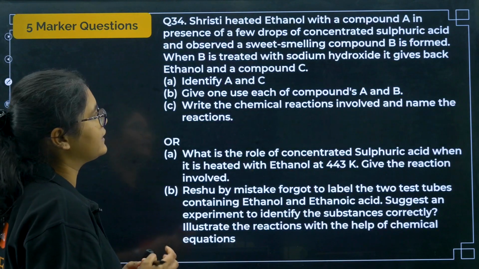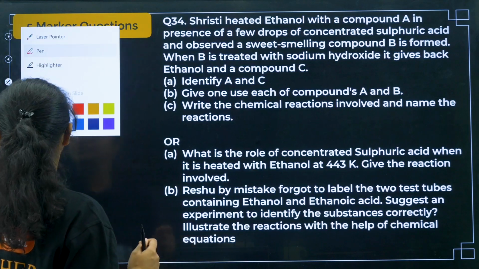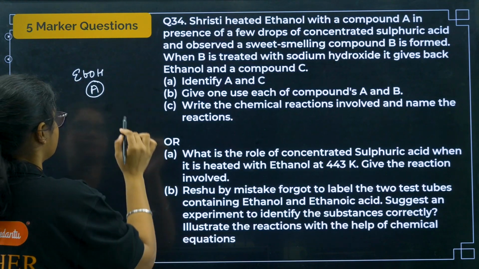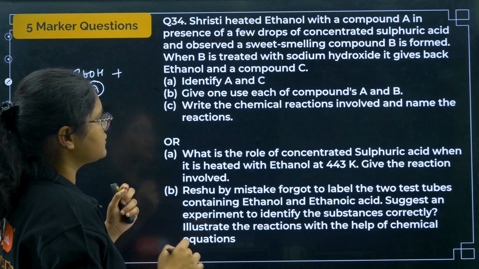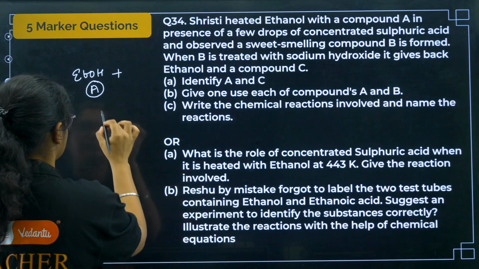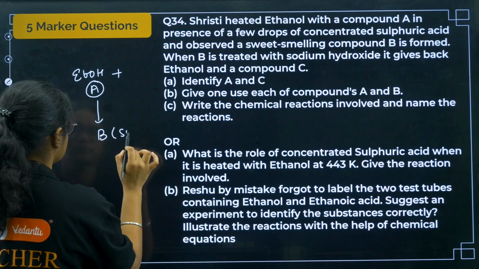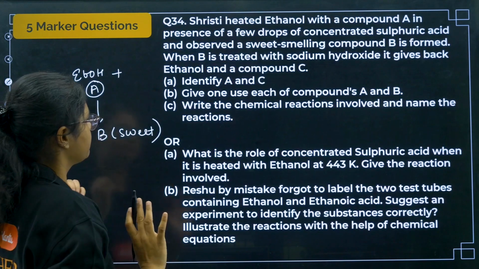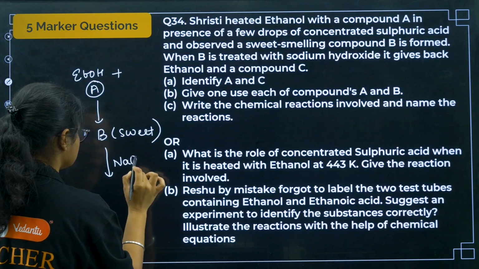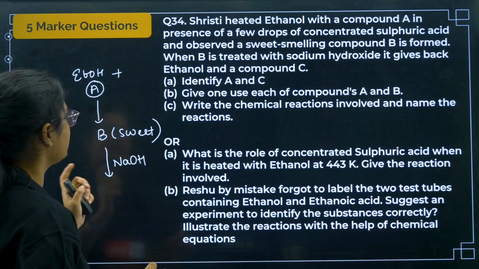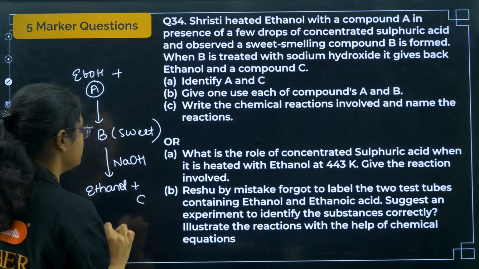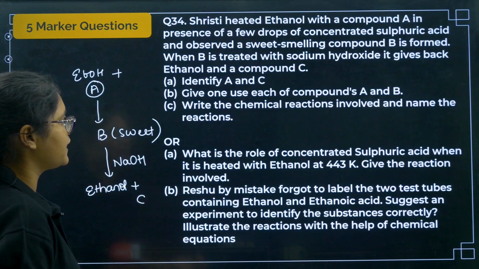Srishti heated ethanol with a compound A, in the presence of a few drops of concentrated sulfuric acid and observed a sweet smelling compound B. Now when B is treated with sodium hydroxide, it gives back ethanol and a compound C. Okay. So identify A and C.